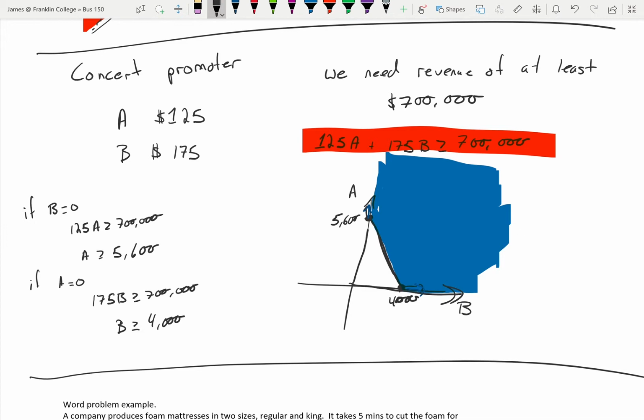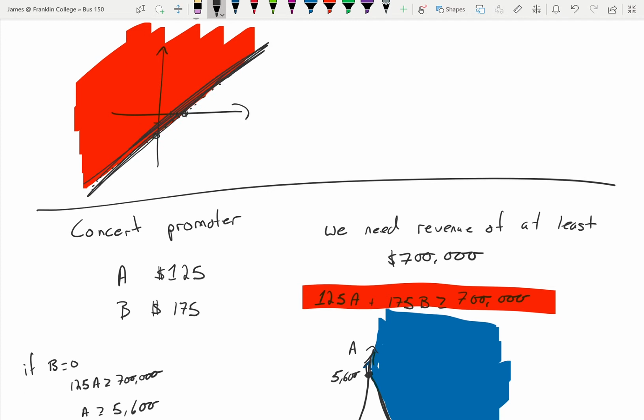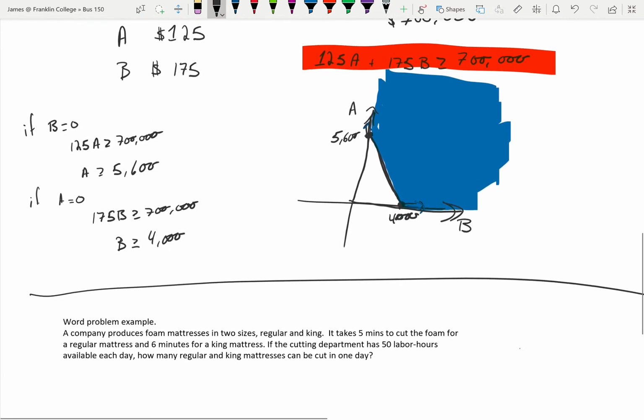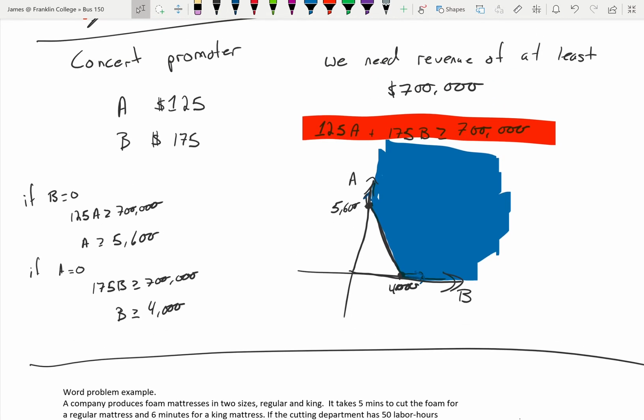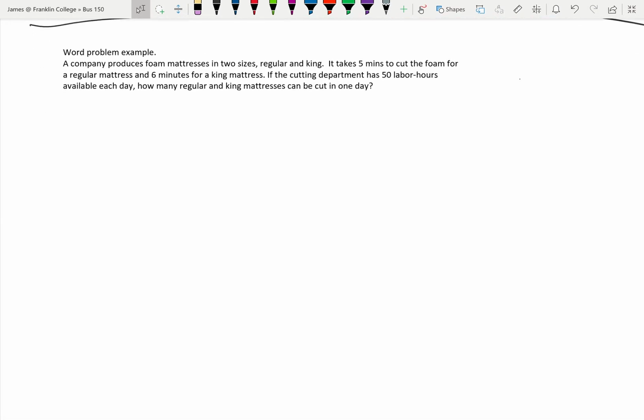So that is why our solution set is a smaller area than dealing with all possible positive and negative values of x and y. Here we're dealing with only positive values of B and positive values of A. So that's how we can graph that. Alright, so let's do another example.